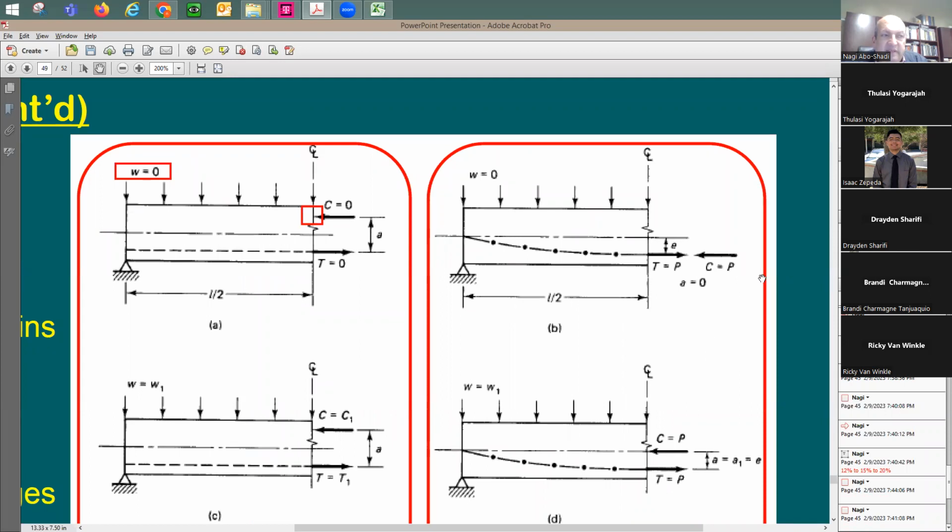So in a case like this, because of equilibrium, this force, the compression force, has to be aligned with the tension force. And this is true because you don't really have any external forces applied. You have no loading applied on the beam.